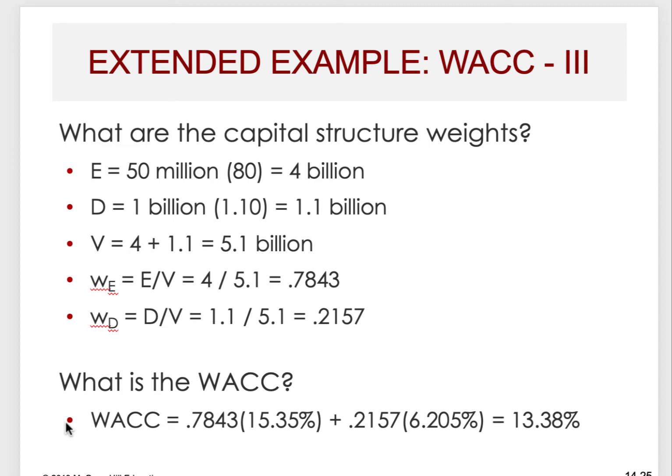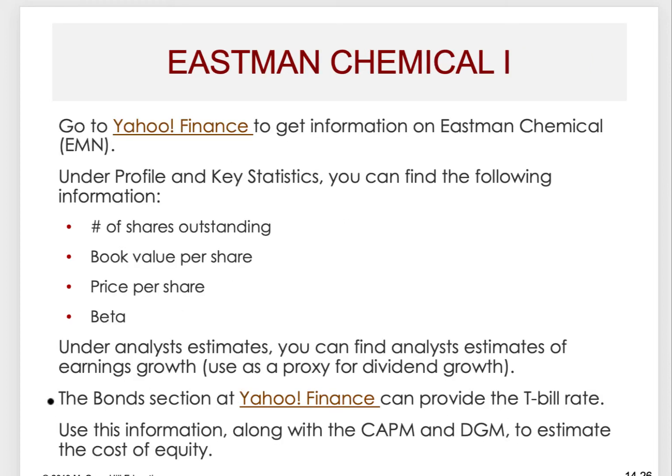So now I can calculate my WACC. What is the WACC? I take the weight of equity times the return, which I have right here. I take the weight of the debt times that after-tax return. My weighted average cost of capital is 13.38.